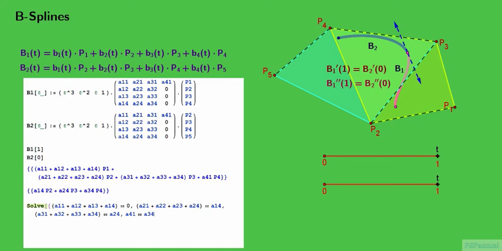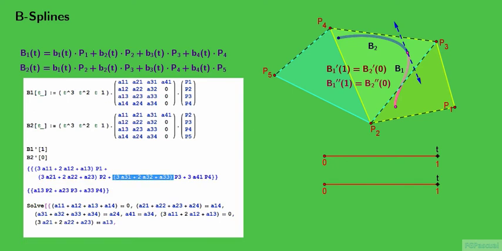For the next set of equations, we take a look at the first derivatives again. P1 is missing from B2 prime of 0, so this P1 coefficient must be 0. This P2 coefficient must equal A13. This P3 coefficient must equal A23. For the eighth equation, 3A41 must equal A33.